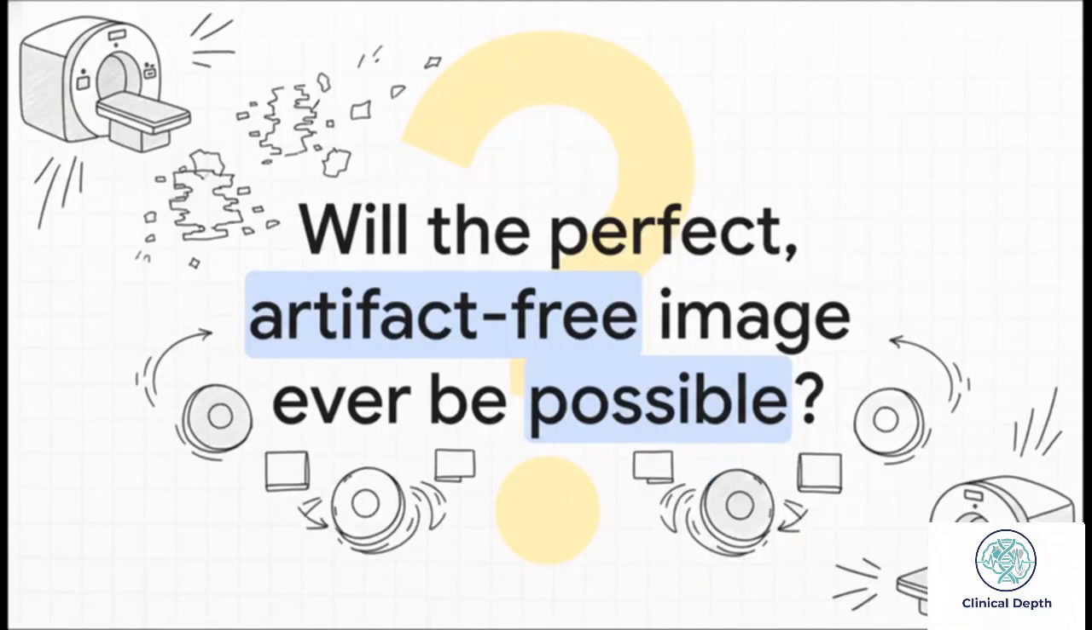And that kind of leads to one final big question. We've seen just how far we've come in fighting back against all these different glitches. As our scanners get even faster and the software gets even smarter, it really makes you wonder, will we ever get to a point where we can eliminate them all? Is the perfect, totally artifact-free image even possible?